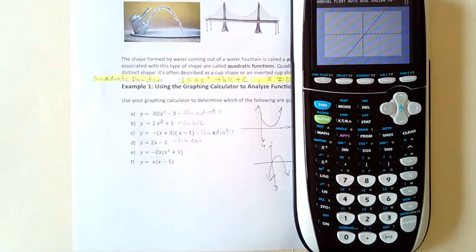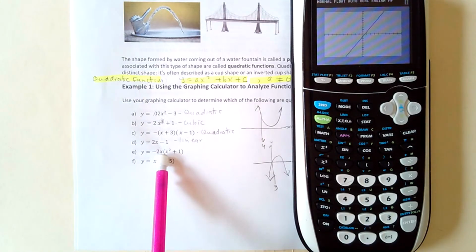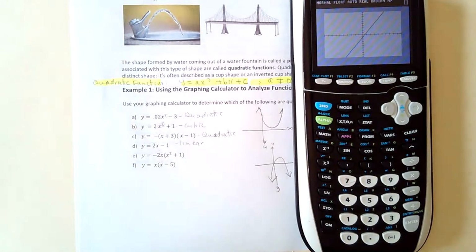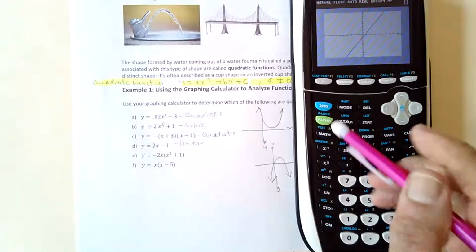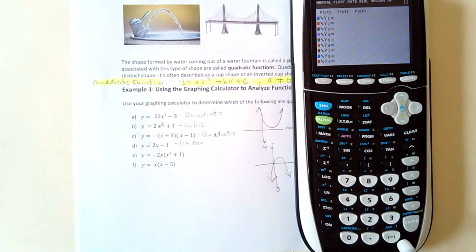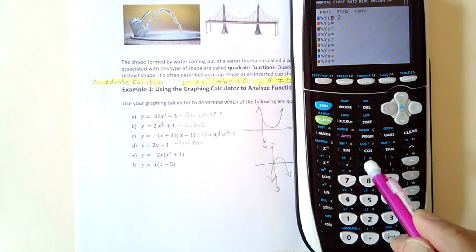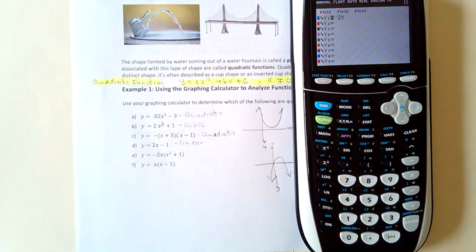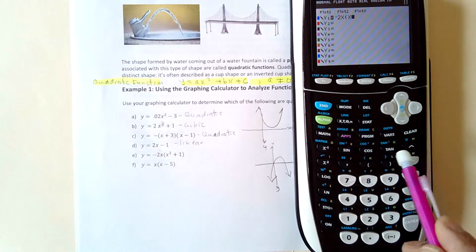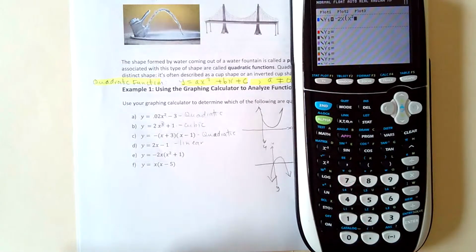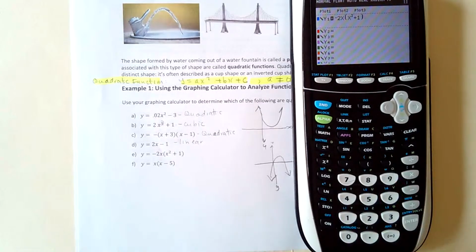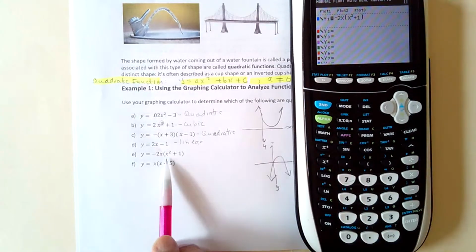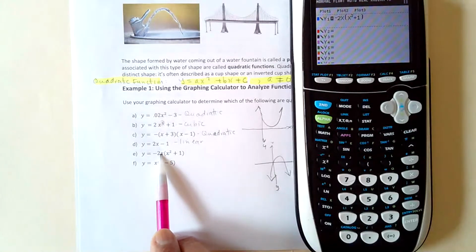Okay. The next one, E. So let's go to my y equal button, clear my calculator, -2x, open bracket, x squared plus 1. Now, you may jump to the conclusion that this is a quadratic, but you have a -2x outside of the bracket.